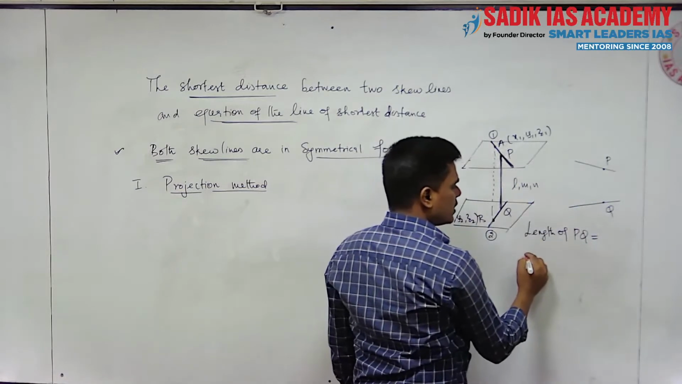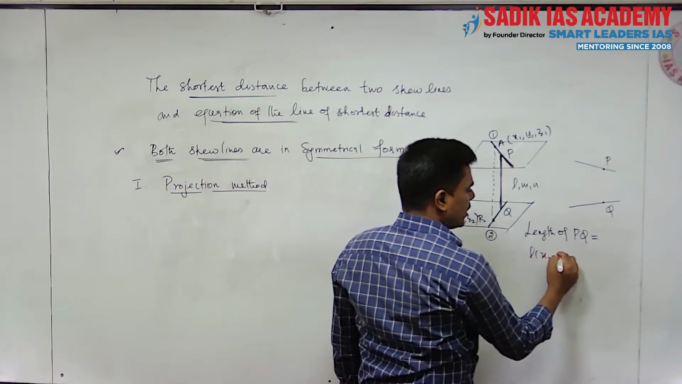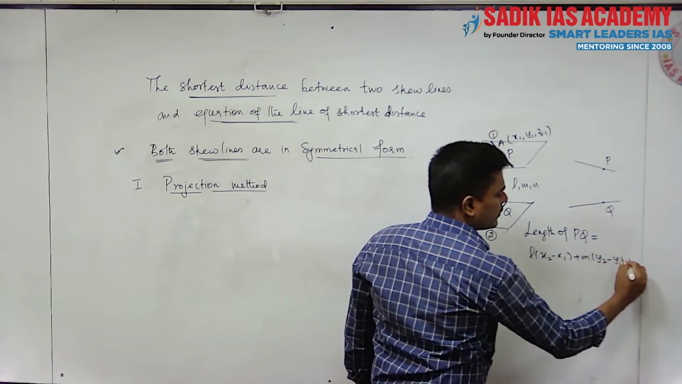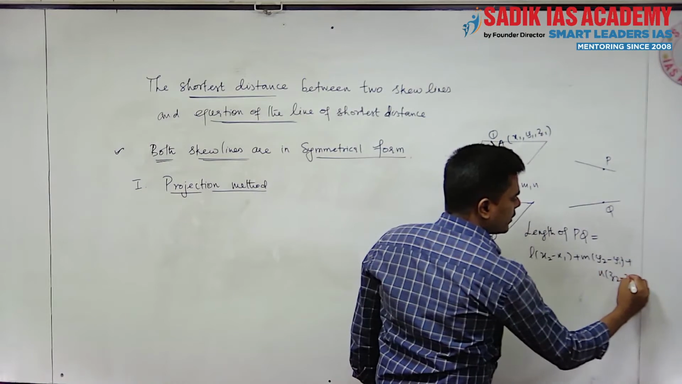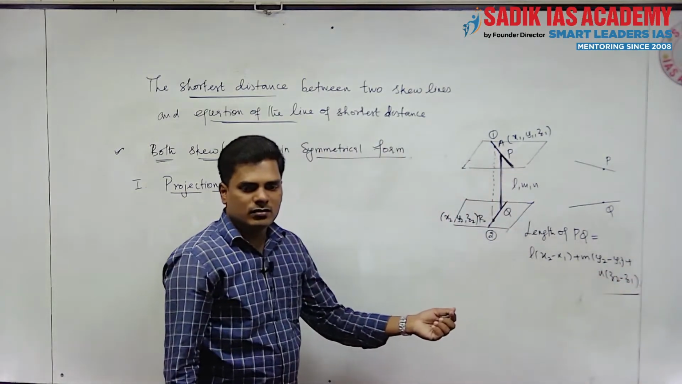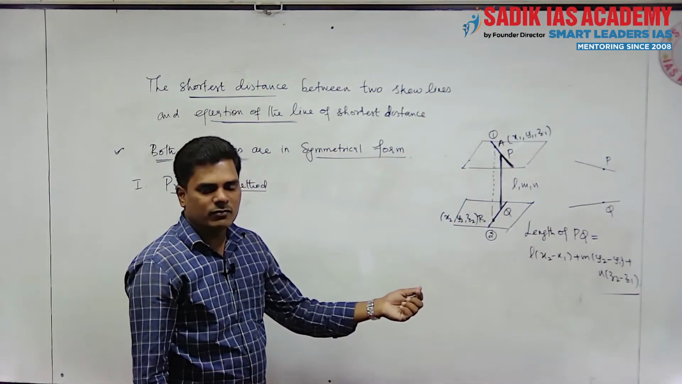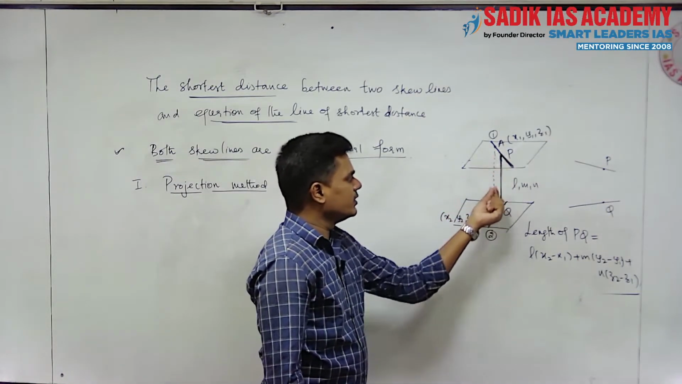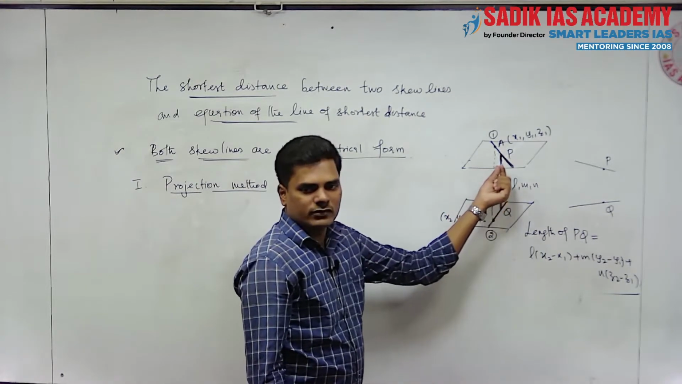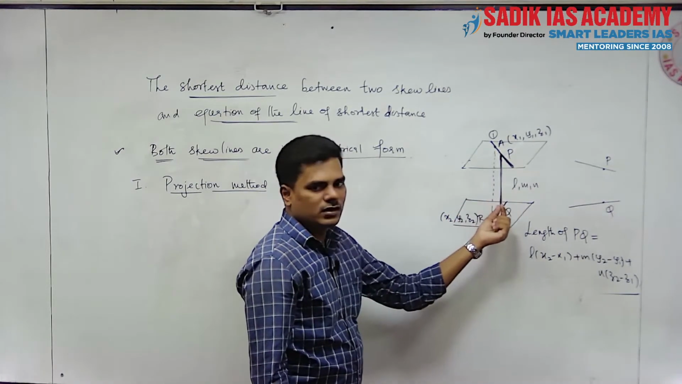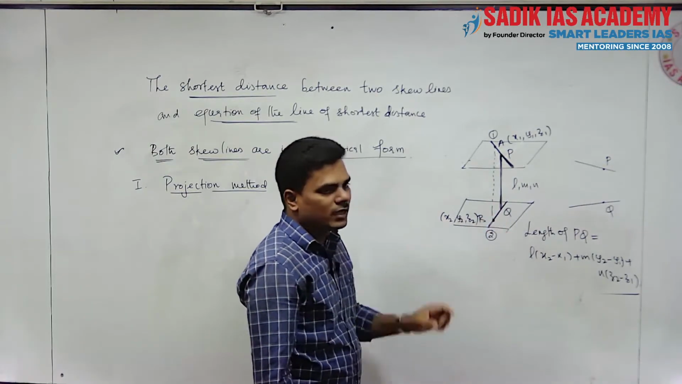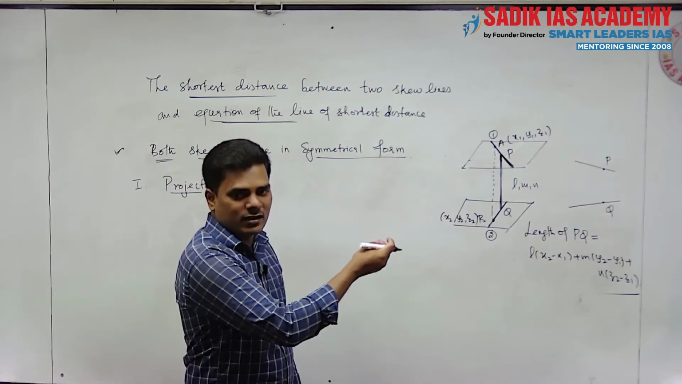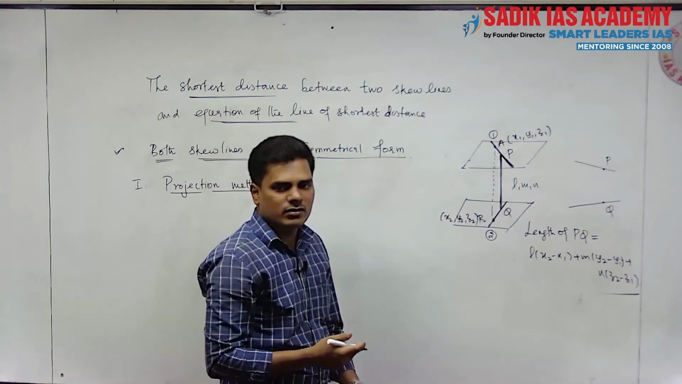So the length of PQ is given by the same formula, no changes: l into x2 minus x1 plus m into y2 minus y1 plus n into z2 minus z1. By using this formula, you can find the length of the shortest distance between the two skew lines. We can find the shortest distance between these two skew lines by using the projection method. This is one method. This concept we have discussed already. We just apply it and get the answer.